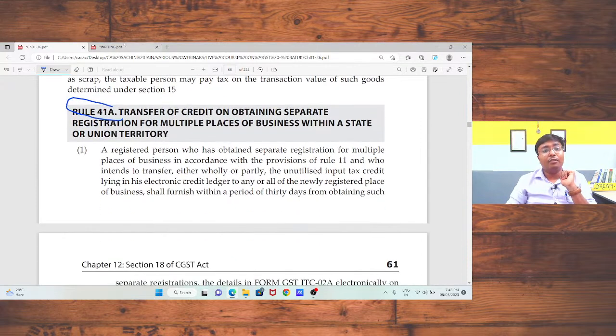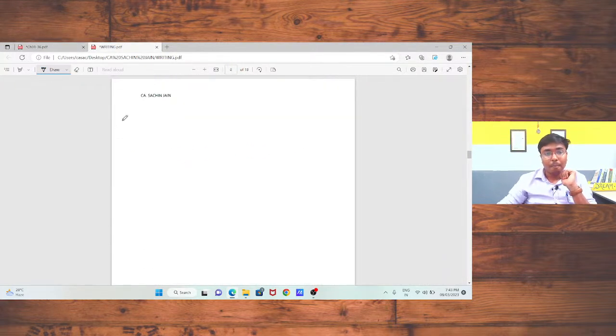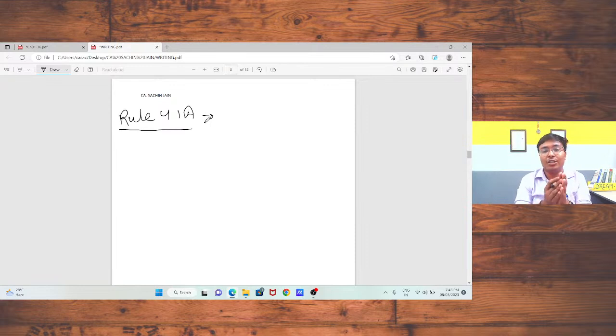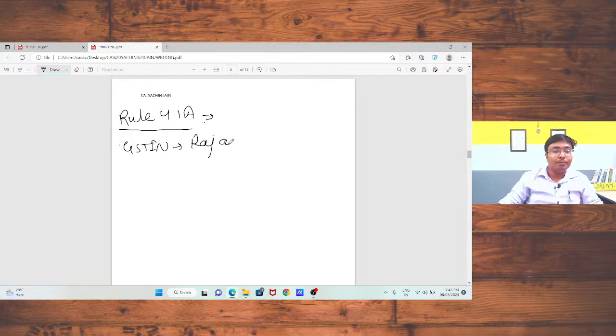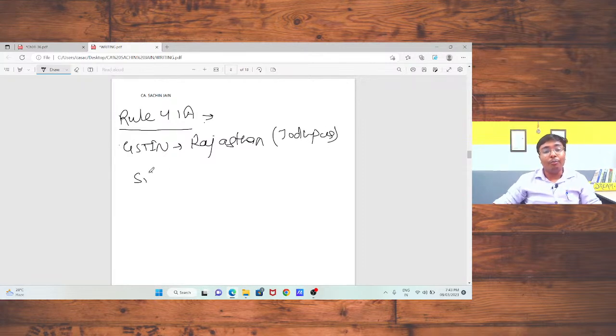Okay, rule 41A. Sir, what about rule 41A? I am going to take each and every situation in our today's session as a practical situation. Rule number 41A, that I have a GSTN in Rajasthan, in Jodhpur. I have situated one more office in Rajasthan, in Jaipur.